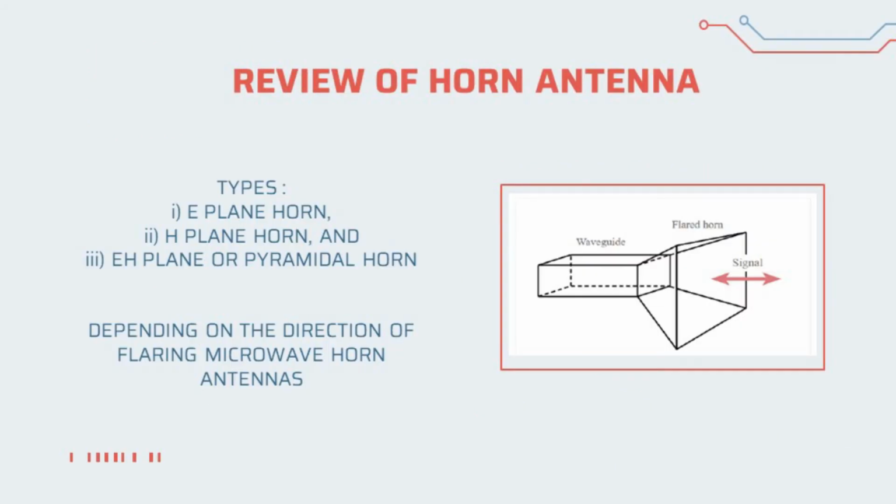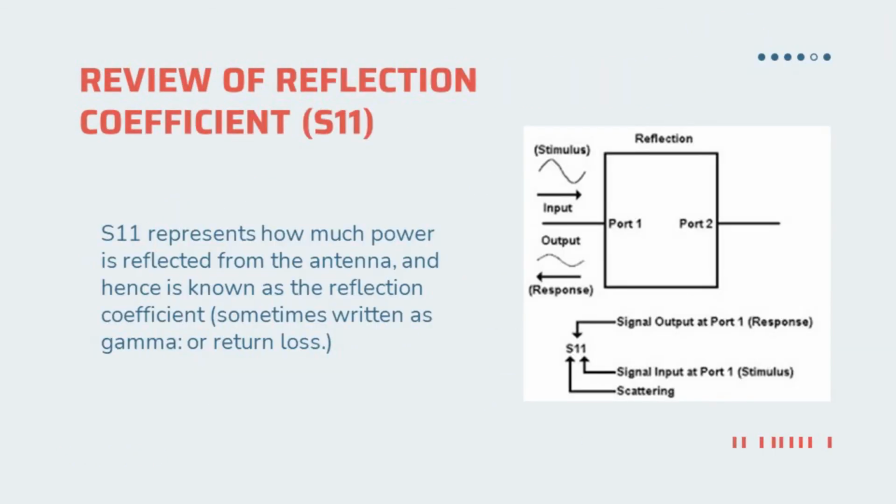A horn antenna consists of a flaring metal waveguide shaped like a horn to direct radio waves in a beam. Horn antennas can be E-plane horn, H-plane horn, and EH-plane or pyramidal horn, depending on the direction of flaring of the microwave horn antenna. Reflection coefficient S11 represents how much power is reflected from the antenna and is also known as gamma or return loss.